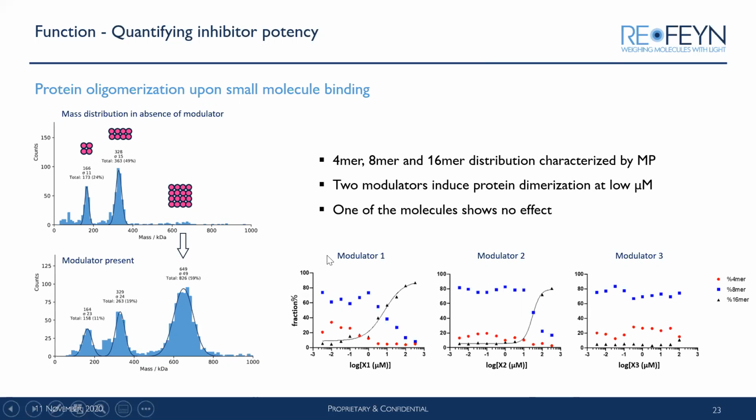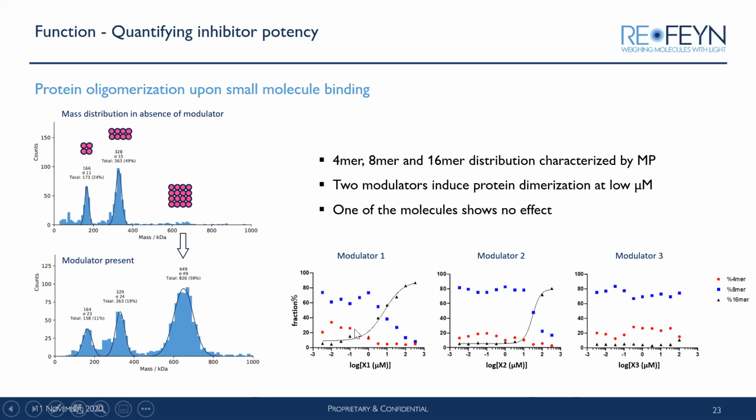This example is from a pharmaceutical company, where there are 3 modulators, 3 molecules which are candidate drugs for this reaction. They wanted to quantify exactly how much of each molecule you need in order to create this effect of dimerizing the 8-mer. You can change the concentration of the small molecule really easily, because it's just changing the buffer conditions and then measuring.